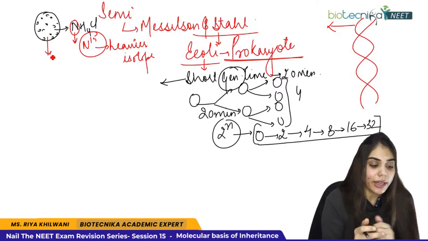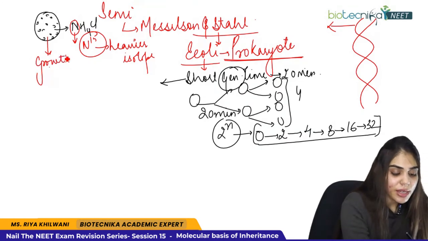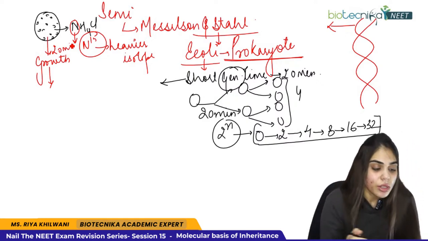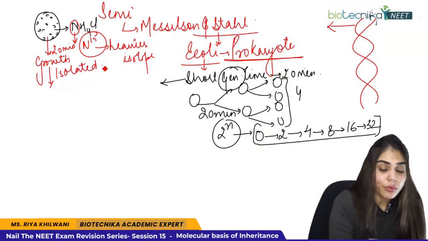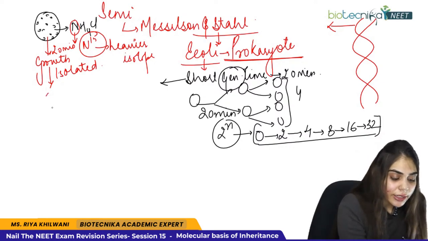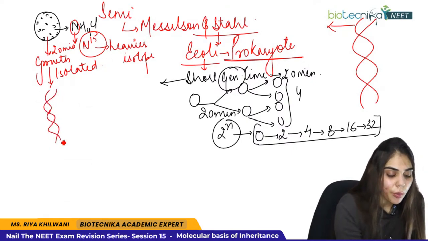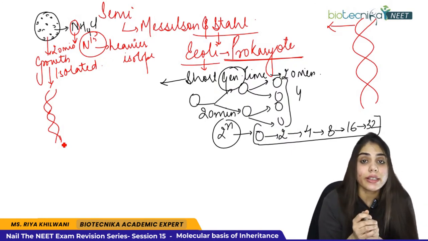So just to see that E. coli growth happened. After some time, 20 minutes, growth will happen because its generation time is 20 minutes, and it will double. So he isolated this E. coli. Interestingly, when he observed the DNA structure, he found that all the N15 nitrogen got incorporated in its DNA.